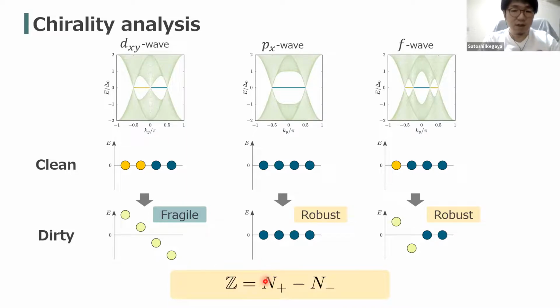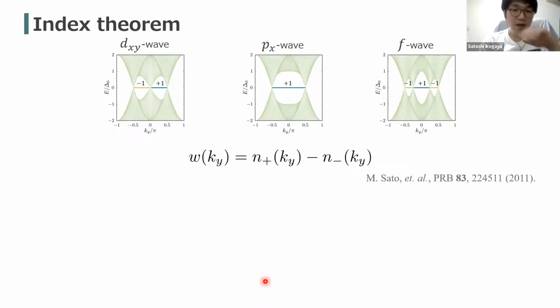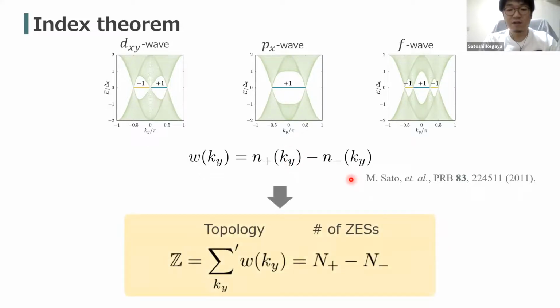Then I want to explain the topological aspect of this index. The winding number for the clean surface is related to the number of the zero-energy states by this relation. And the small n plus and small n minus give the number of the positive and negative chirality states at k_y. So the index Z is obtained by the difference in the total number of the positive and negative chirality states. Therefore, we can calculate the index Z by summing up the winding number over the whole k_y.